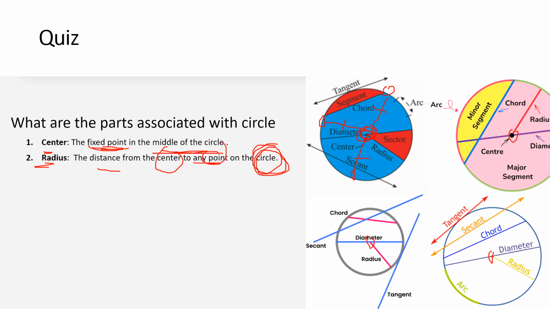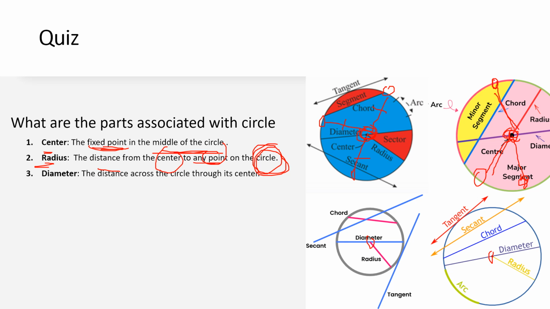Okay, let's take this as the center. I'll take this point as a reference, and this distance is the radius. Let me take one more point. Okay, this is a radius. This is a radius. I'll take one more point here on the circumference. This is the radius of it. It's a distance from the center to any point on the circumference. That's the radius.